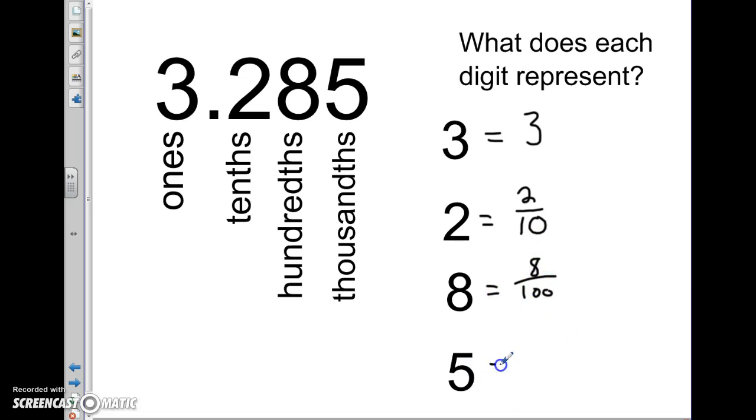And finally now, I think I was rushing ahead there. Finally, for the 5, I look, it is 1, 2, 3 places to the right of the decimal point, which means it's the thousandths place, so it's 5 thousandths. Okay. And barring any mistakes from Mr. Nazarian, that is how you read decimals.